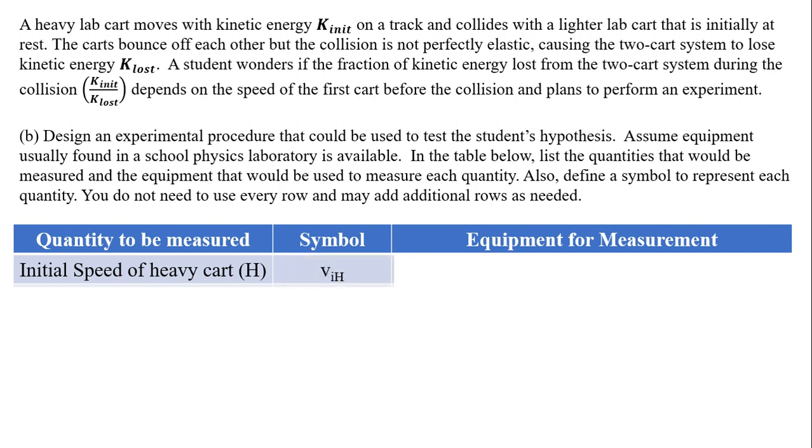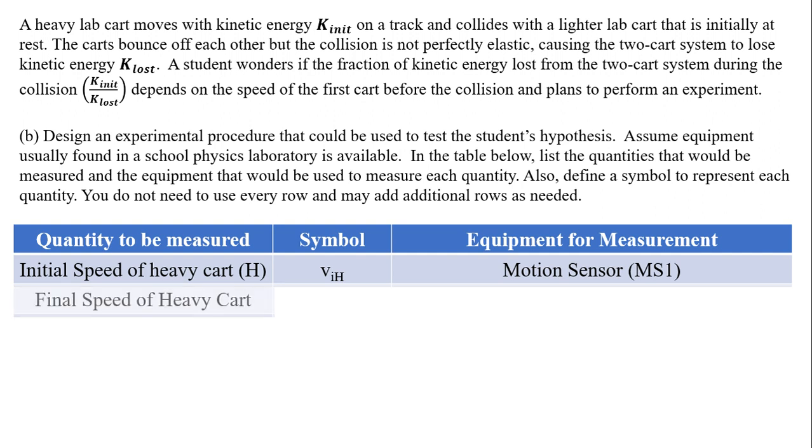That's going to be H. We're going to call that VIH for heavy. I'm going to use a motion sensor. Could I use a photo gate? Singular, no. Could I use multiple photo gates? Yeah, but that gets really wonky.